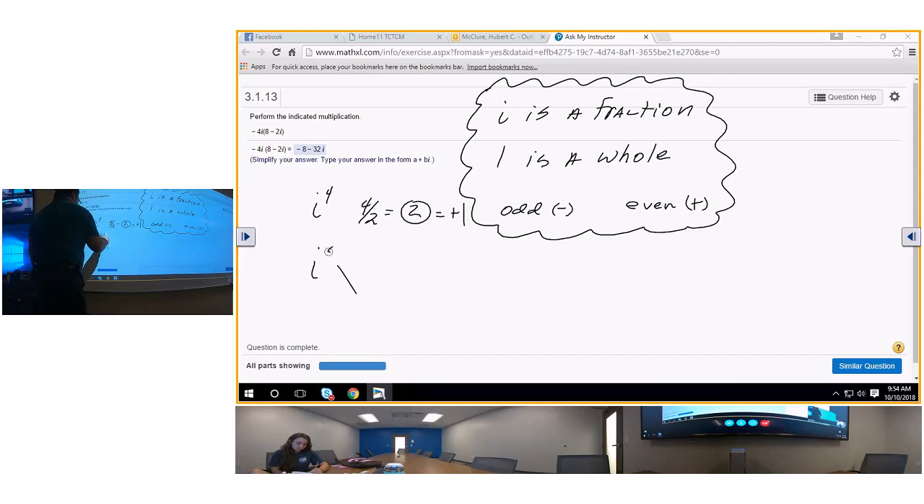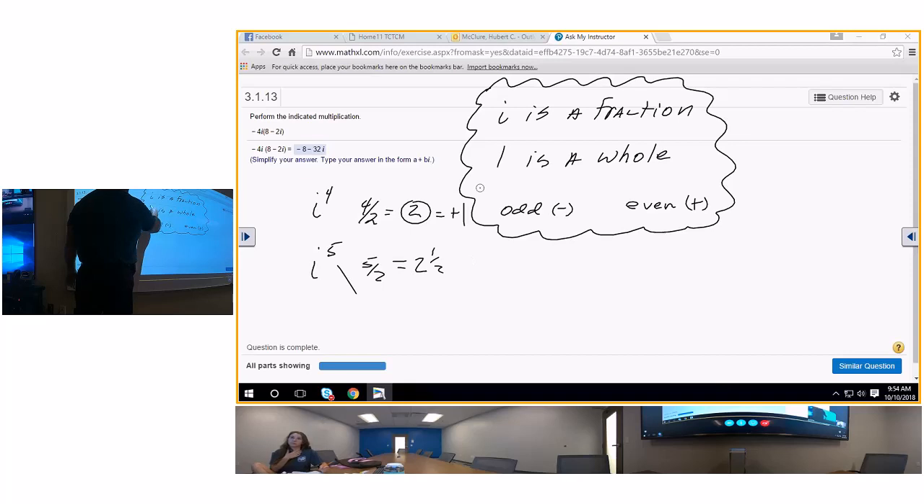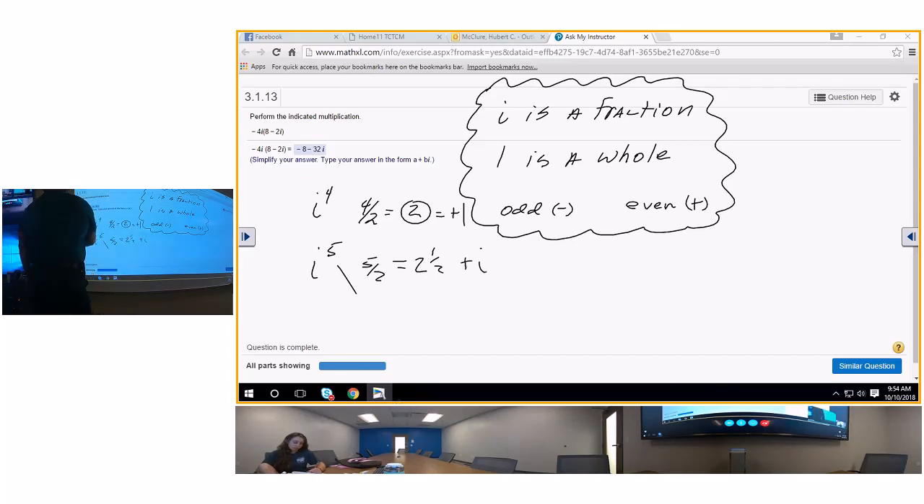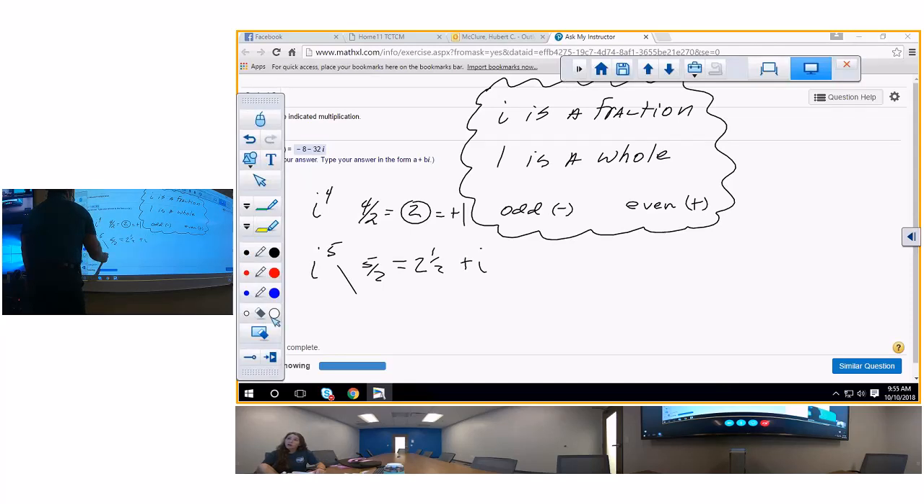i to the fifth power, 5 divided by 2. 5 divided by 2 is what? 2 and 1/2. Is that a whole number or a fraction? Fraction. So the answer is what? i is a fraction. And what is 2? Odd or even? Even. So that's a positive i. So you just take the exponent. Somebody just saw the pattern.